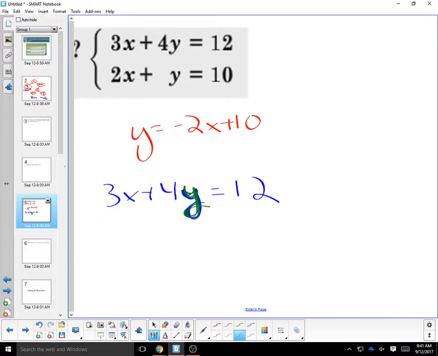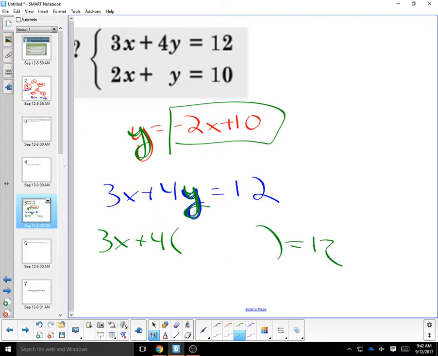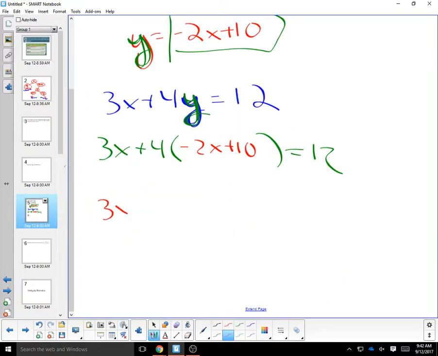What letter is that? What is the value of y? What does y equal? We're going to trade it. 3x plus 4, guess what I'm going to put in there? Negative 2x plus 10. Exactly. So now I'm going to solve it. 3x, which property should I use here? Distributive. Negative 8x plus 40 is 12.